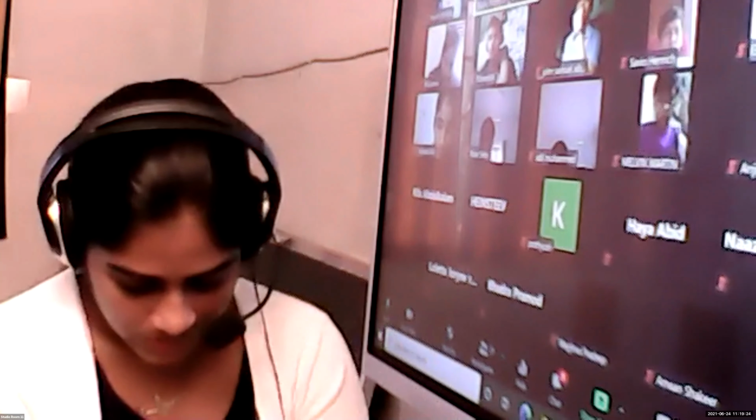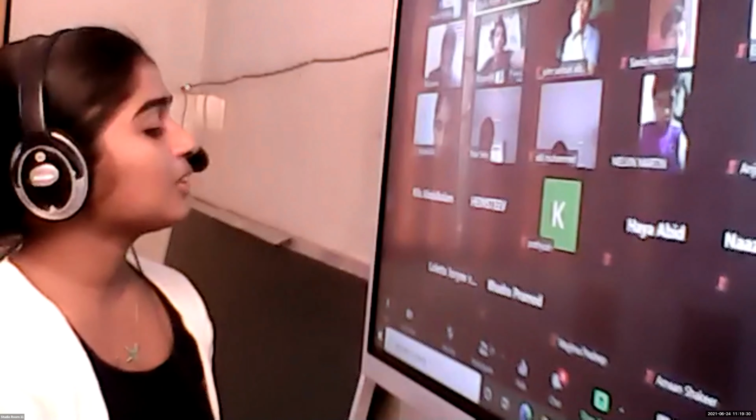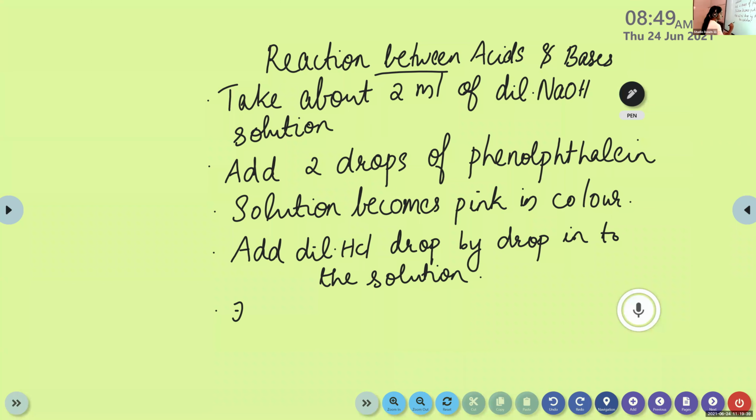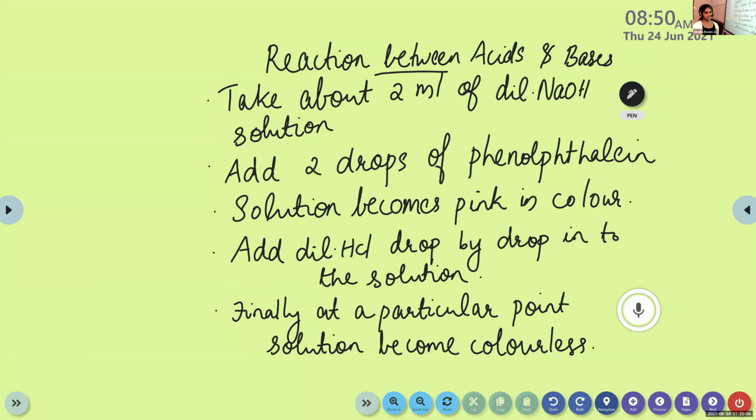Okay, so here in the question, is there any color change for the reaction mixture? You can write, yes, it becomes colorless. Finally, at a particular point, the solution becomes colorless. Okay, so this is the observation.